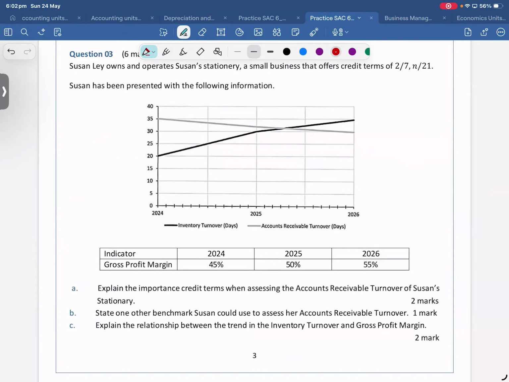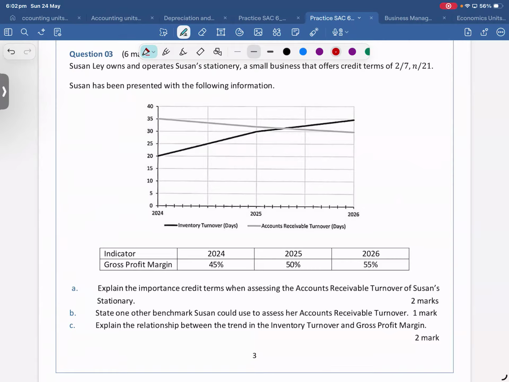Right. Then part B, one other benchmark. So how many more do we have? Three more. What are those? Industry average, accounts receivable of the industry, budgeted accounts receivable term, and past accounts receivable term.